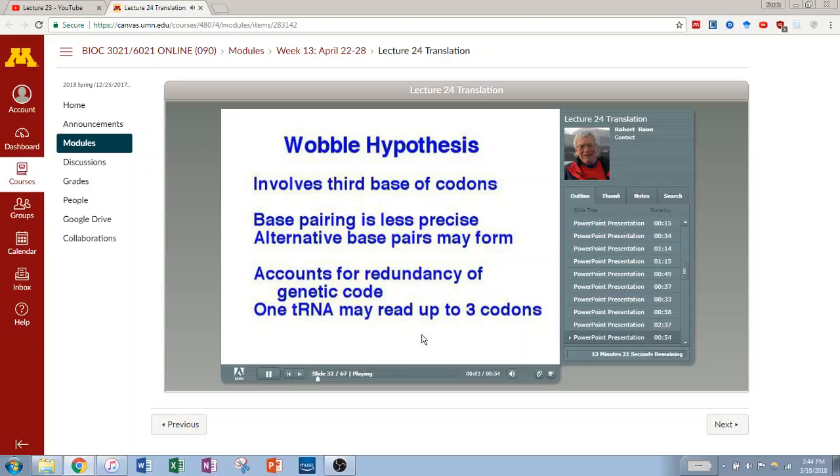According to the Wobble hypothesis, some aminoacyl tRNAs recognize more than one codon because pairing of the third base of a codon is less crucial than that of the other two. The Wobble hypothesis was proposed by Francis Crick back in 1966. He suggested that during translation there's some leeway or wobble in the reading of the third base in a codon.